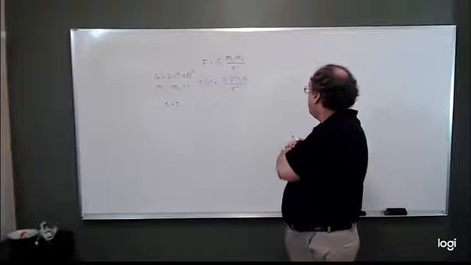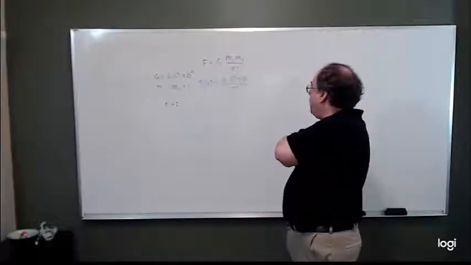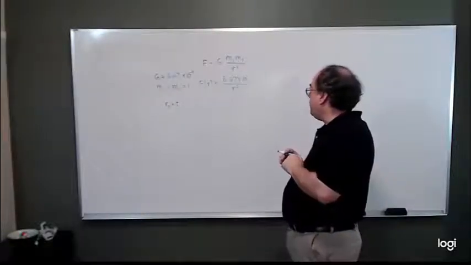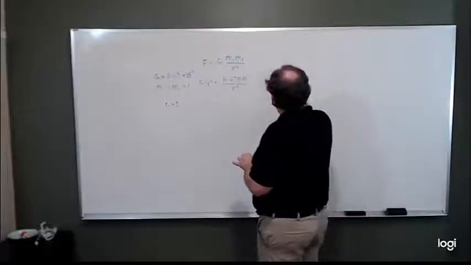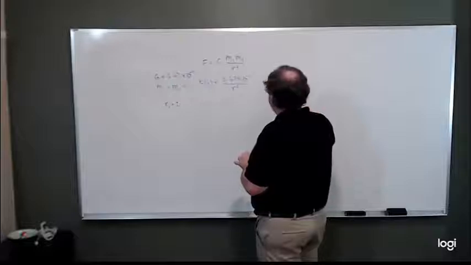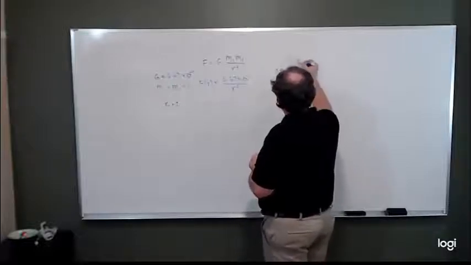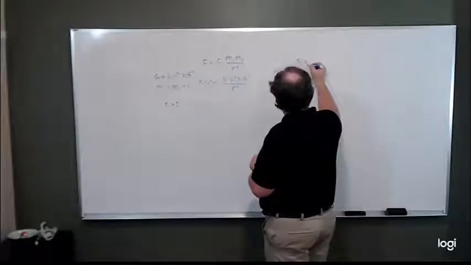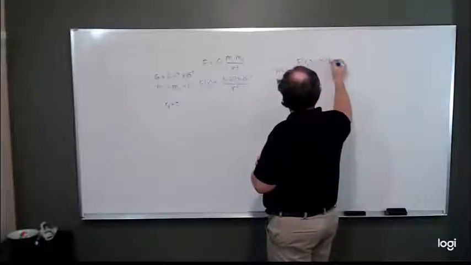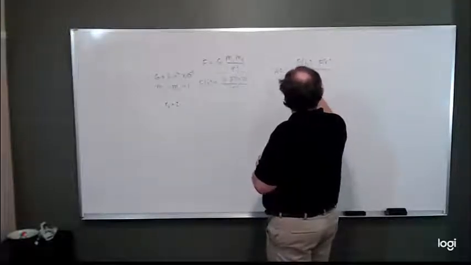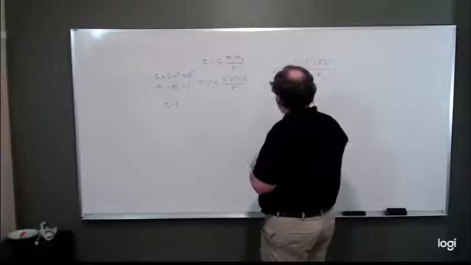Now, here's what I'm going to do. I want to do my average rate of change again. The average rate of change is f of r2 minus f of r1 over r2 minus r1.